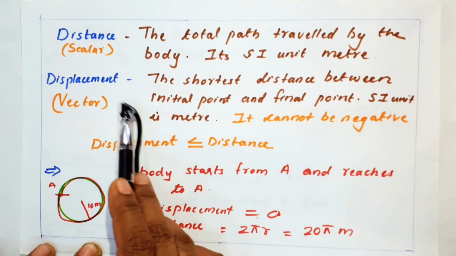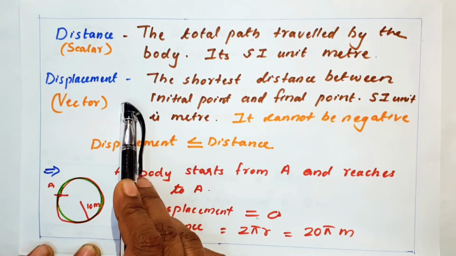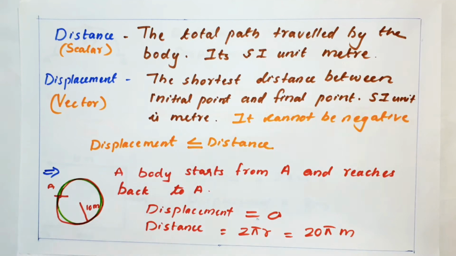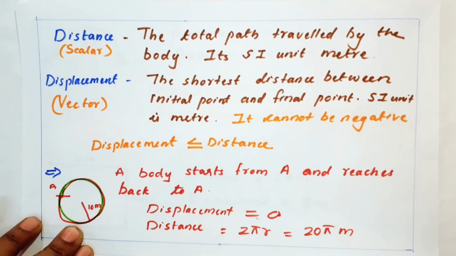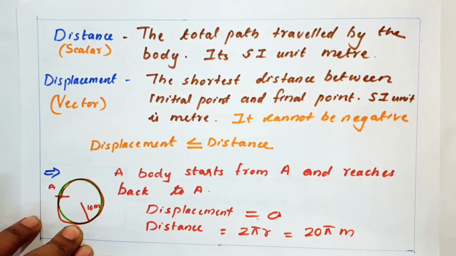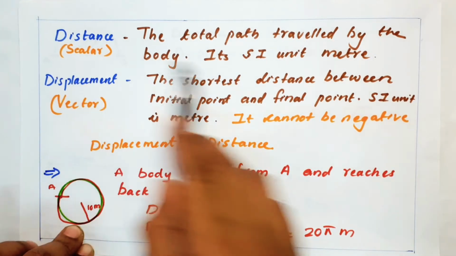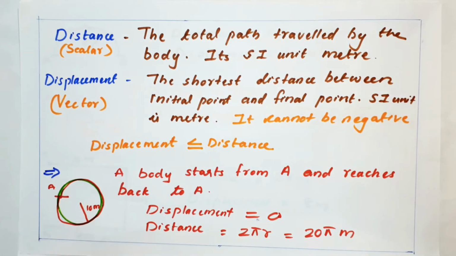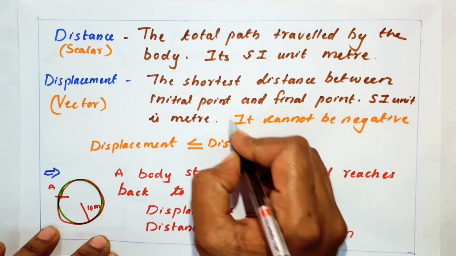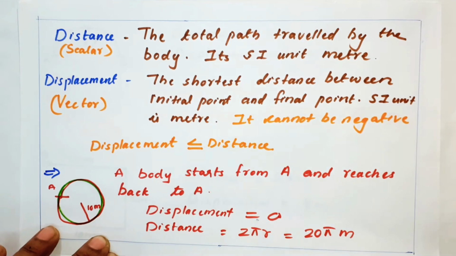But there is one more quantity called displacement. It is nothing but the shortest distance between the initial point and final point. Its SI unit is meter only. But it is a vector quantity. Then, if you see about the distance and displacement, the distance is always positive. But, see, the distance cannot be negative.